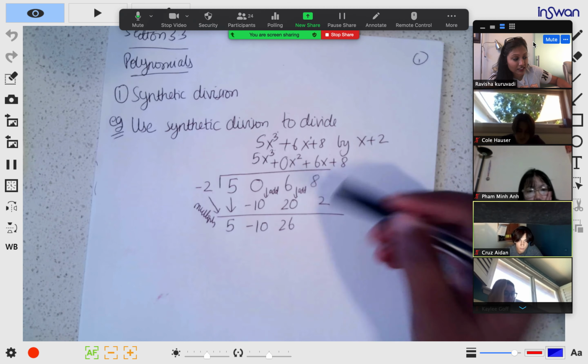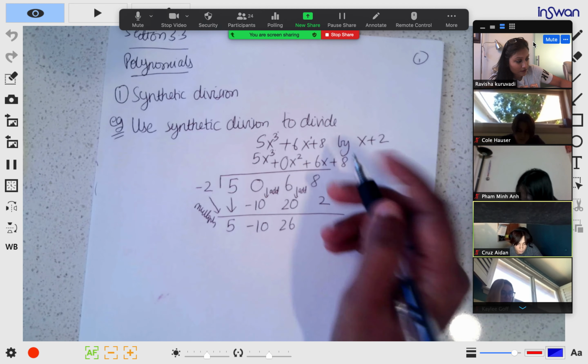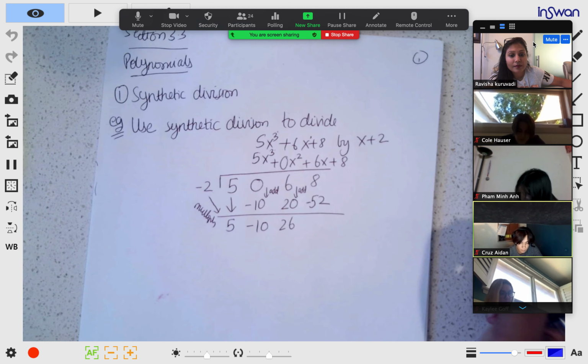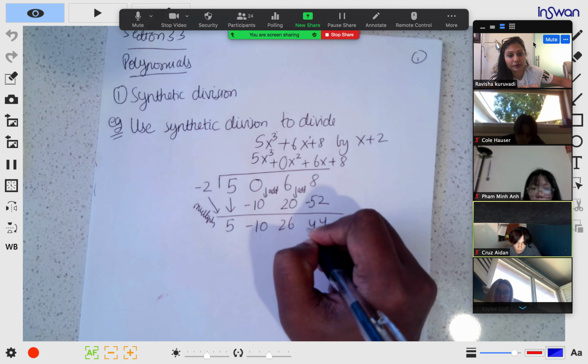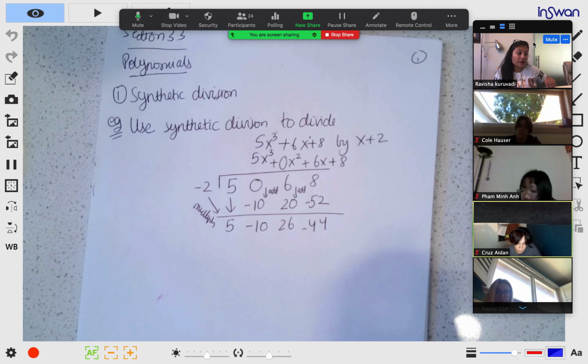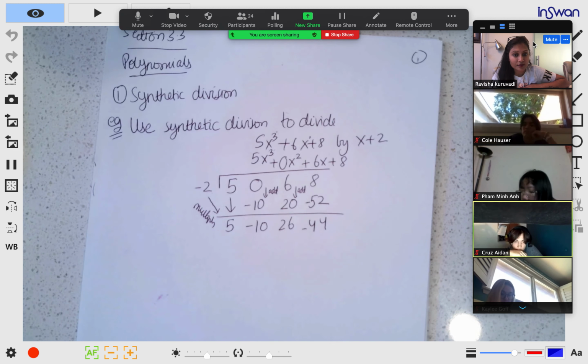Now you multiply this 26 with negative 2. What do you get? Negative 52. And then you add again. Negative 44. So basically what you did is you did dividing polynomials. You just divided polynomials.